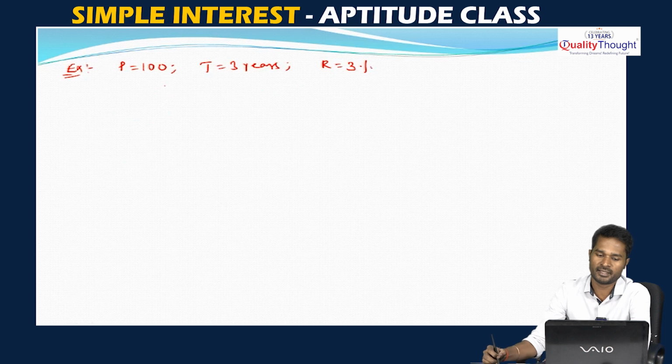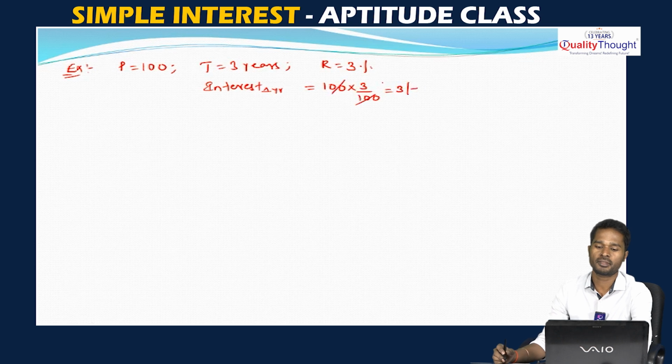This is the rate of interest he has given. So let us calculate the interest for 1 year here. On 100 rupees I need to pay 3%. So the interest calculated, I will write it here, for 1 year. So I need to pay 3 rupees as interest for every year. Now for 1 year the interest is 3 rupees.